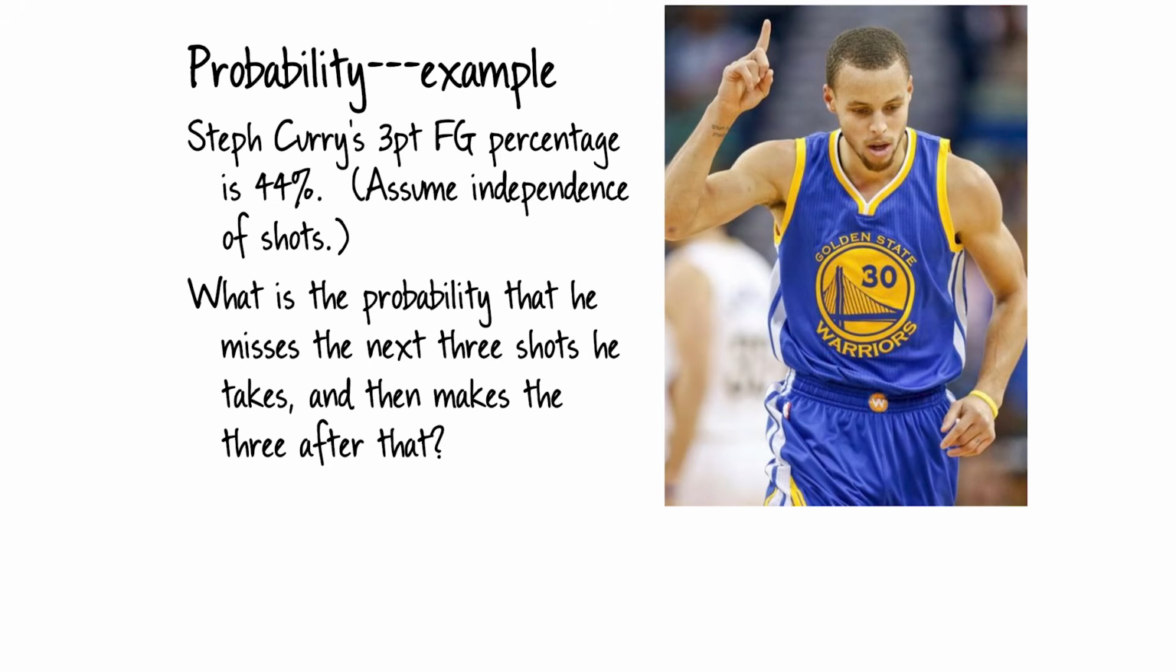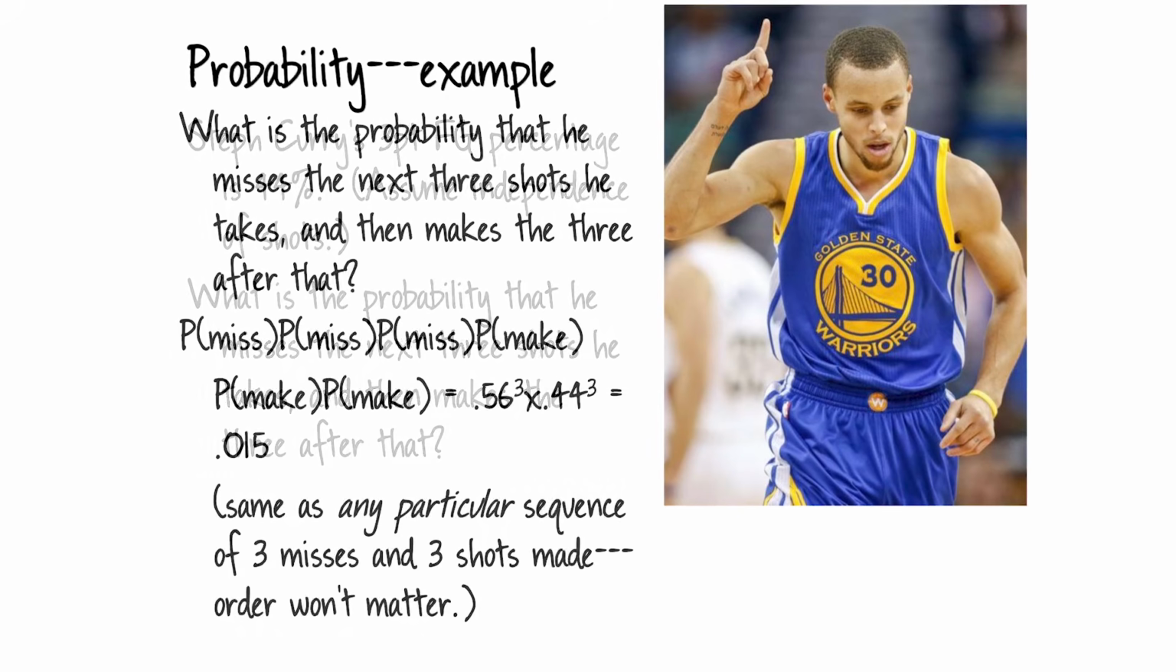So we're ruling out things like him being in a slump or him having a hot hand or something like that, okay? So for the purposes of this problem, we have a guy who makes 3-point shots 44% of the time he takes them, and they're independent. There's independence across shots. What's the probability that he misses the next 3 shots that he takes and then makes the 3 after that? Question? Would it be 0.56 cubed times 0.44 cubed? Exactly. 0.56 cubed times 0.44 cubed.